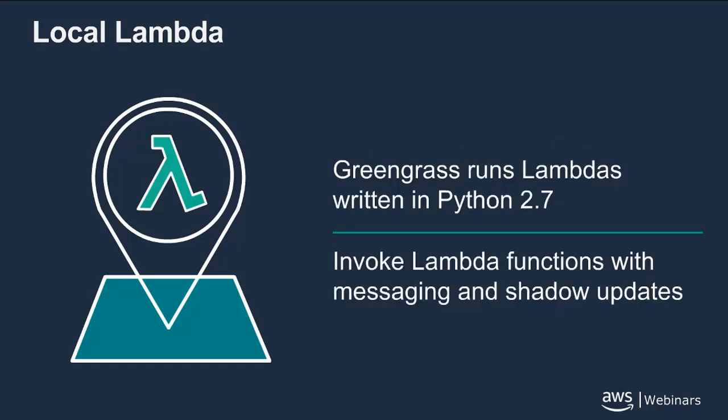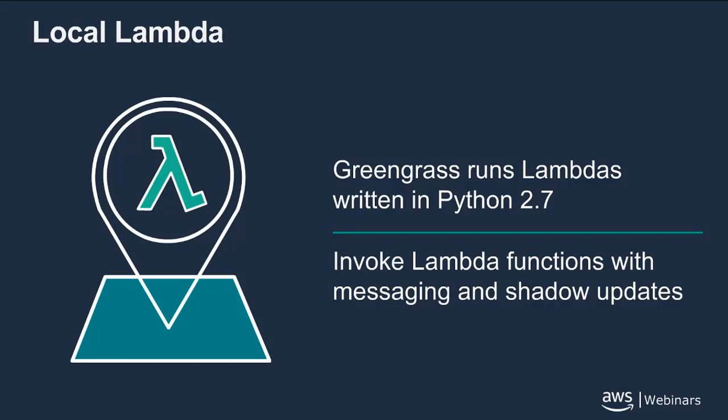Currently, we support Python 2.7. So your Lambda functions do need to be written in Python. You can package those up, deploy them to the cloud, and then decide when they get deployed down to your actual groups. How do you actually invoke a Lambda function? As I said earlier, that is the job of the routing table. So when messages arrive on certain topics, if there's a route that says these should go to a Lambda function, then that payload will be delivered to the actual Lambda function.